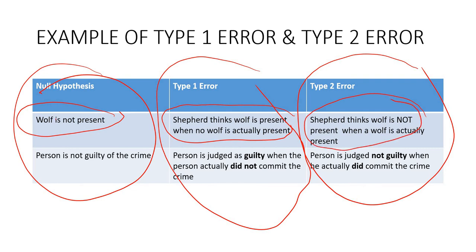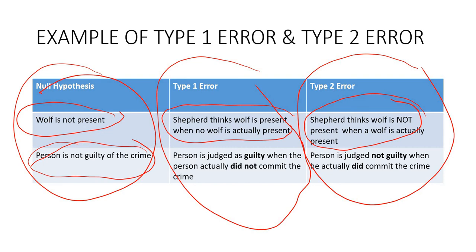The hypothesis is wolf is not present. Now type 1 error is shepherd thinks wolf is present when no wolf is actually present. And shepherd thinks wolf is not present when a wolf is actually present. That is type 2 error. You understood. It's easy. Then the next hypothesis, the null hypothesis is person is not guilty of the crime. The person is innocent. This is the null hypothesis. Person is not guilty of the crime.